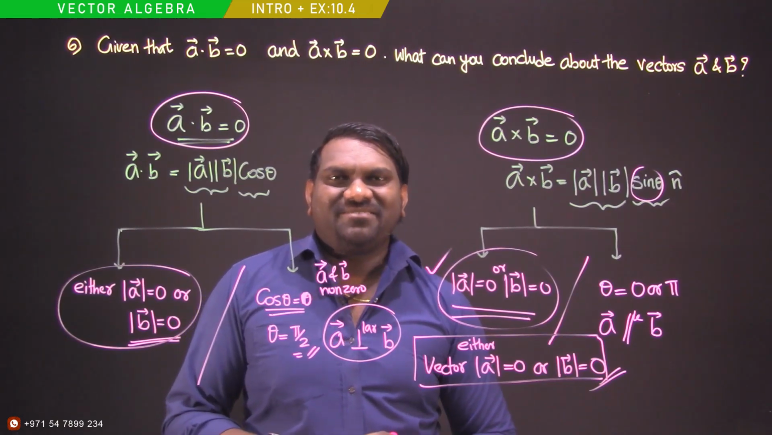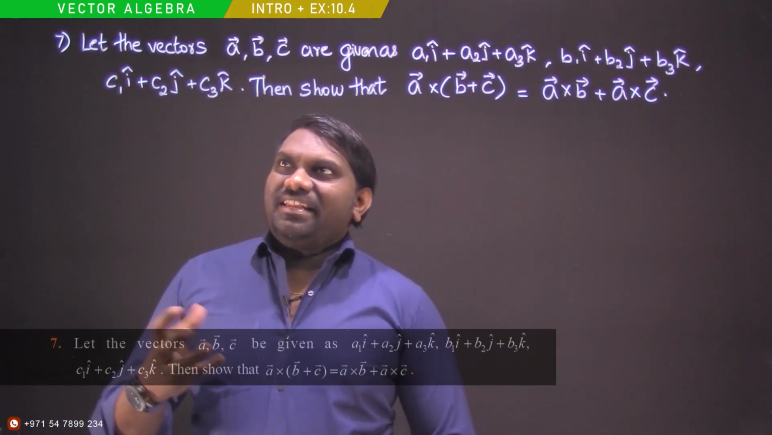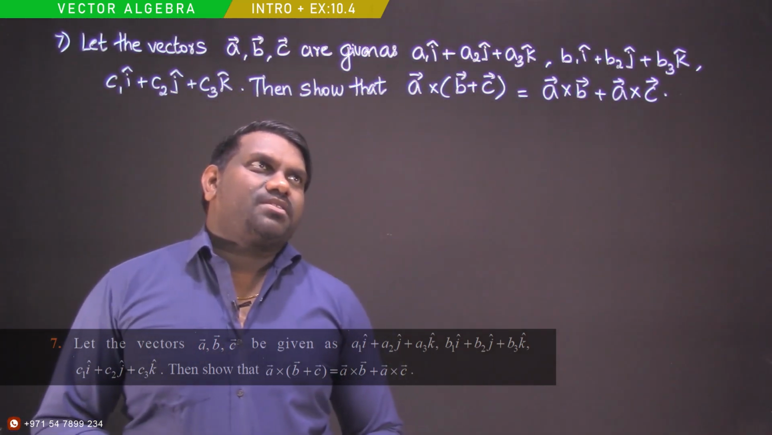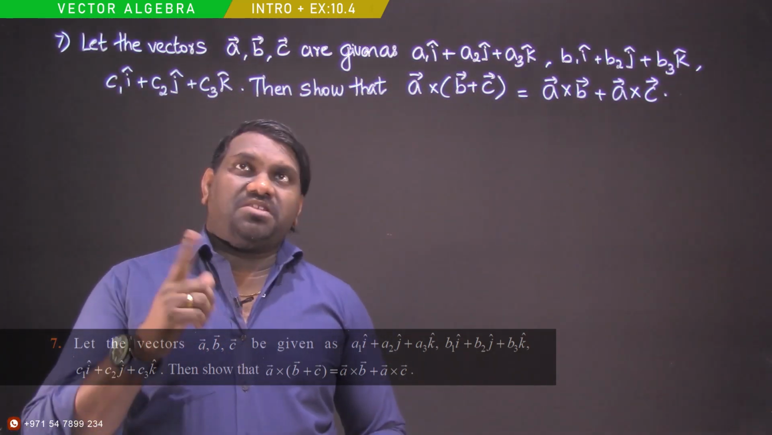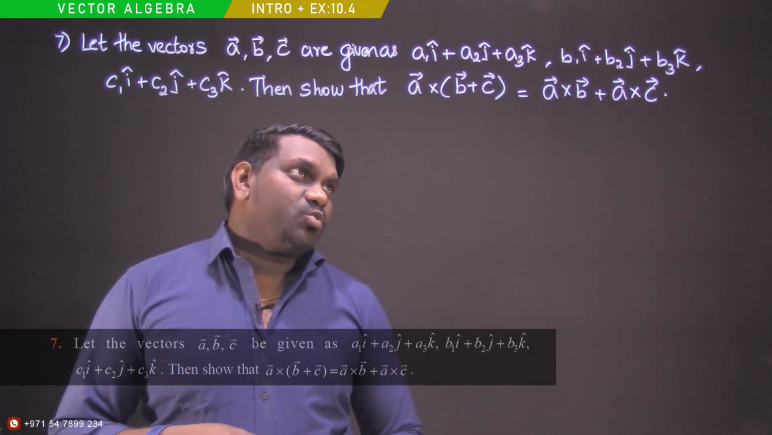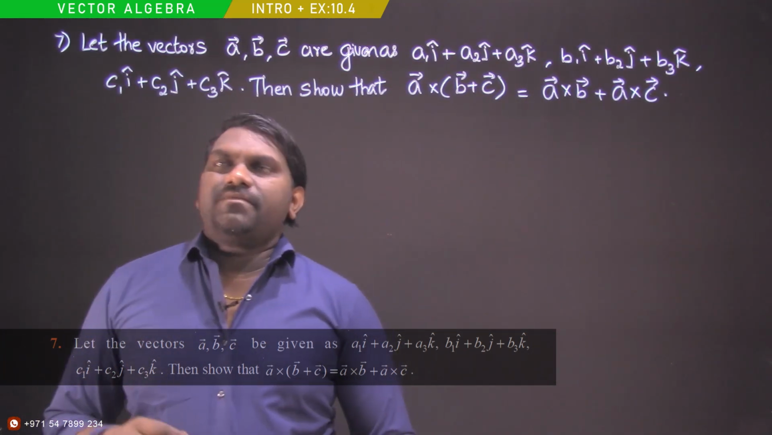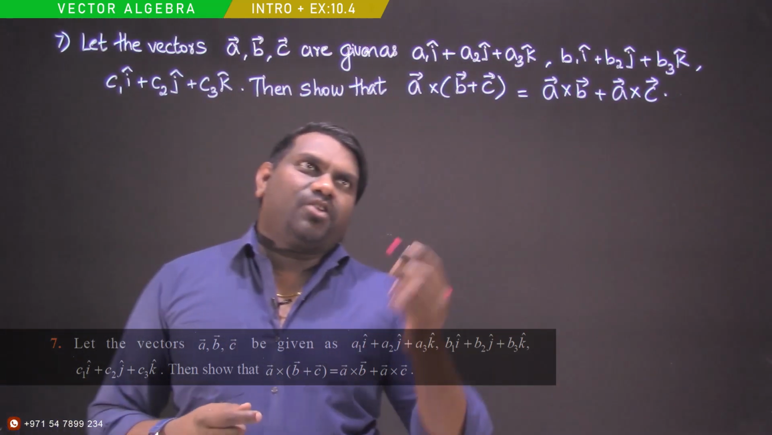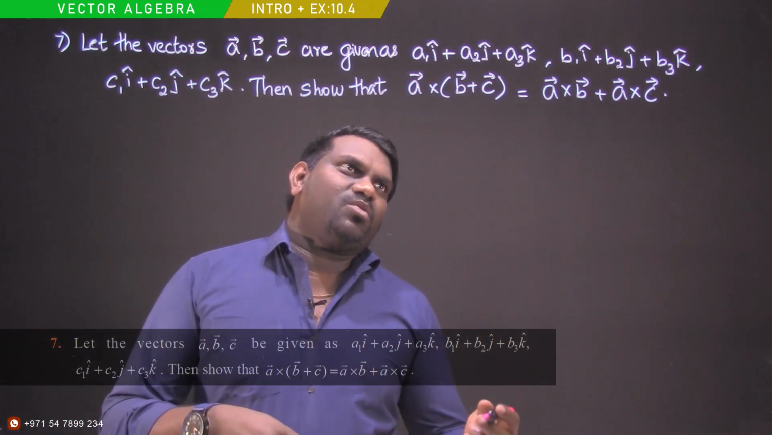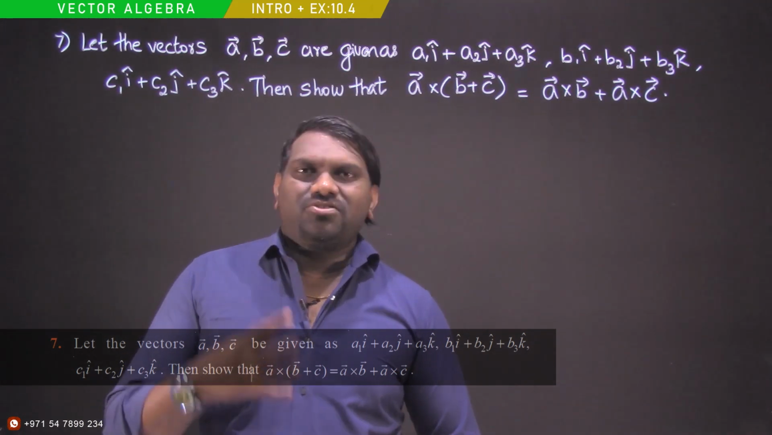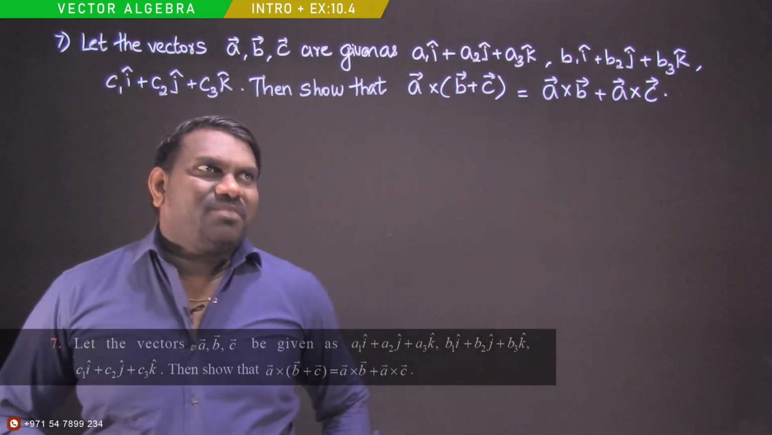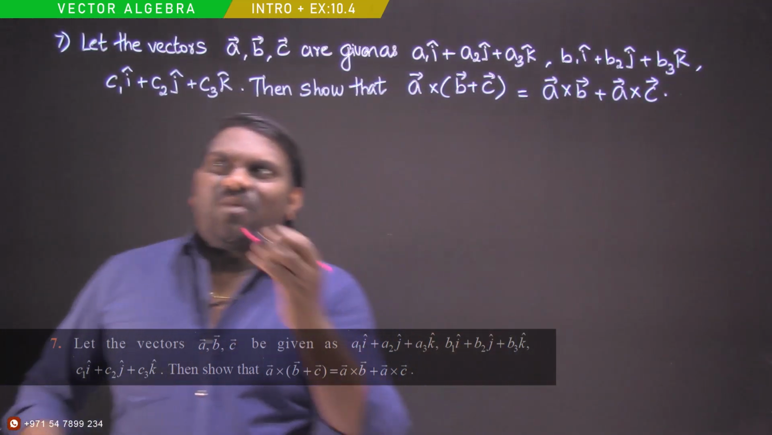Move on to the 7th question. Let the vectors A, B and C be given as A1 i plus A2 j plus A3 k, B is B1 i plus B2 j plus B3 k, and C vector is C1 i plus C2 j plus C3 k. Show that A cross (B plus C) is equal to A cross B plus A cross C. That's the distributive property; we need to prove it. Fine, let's take one by one.